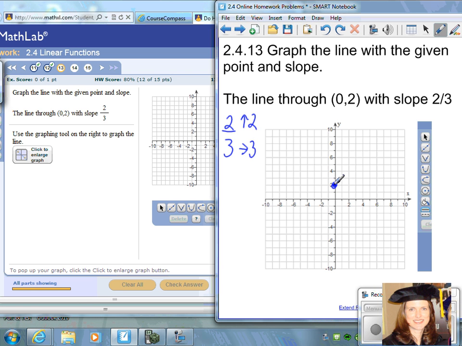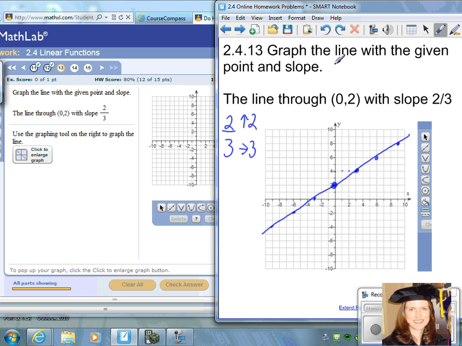So from this point 0, 2, we're going to go up 2 units, 1, 2, 3 units to the right. And you can connect those with a line. You can continue going up 2 and to the right 3, up 2 and to the right 3, and you can even go in the opposite direction to get more points on that line. Got those?